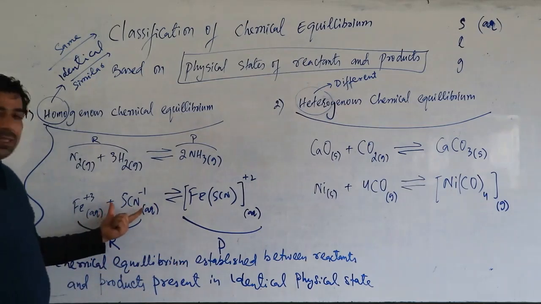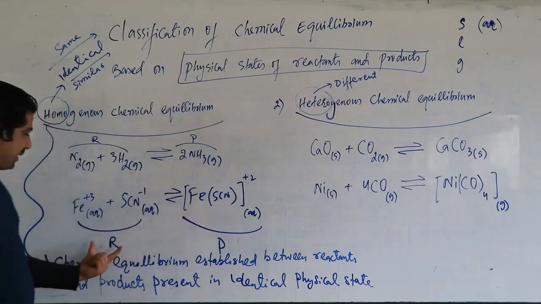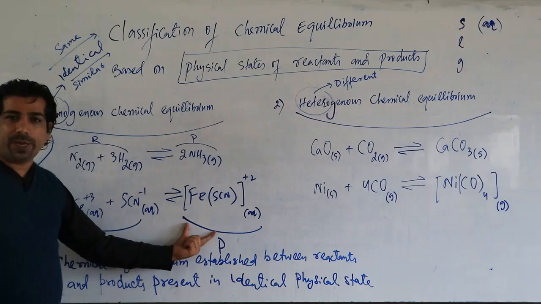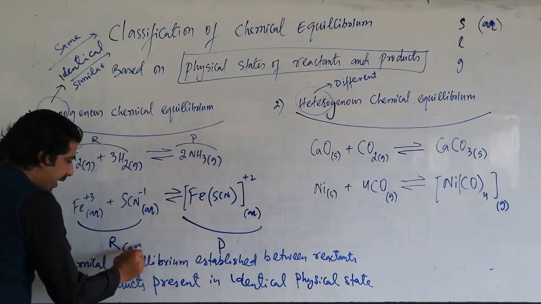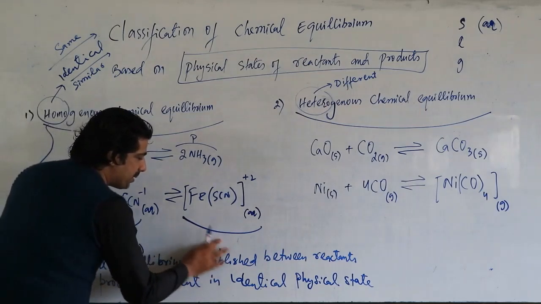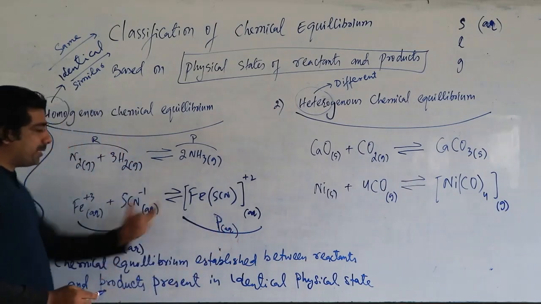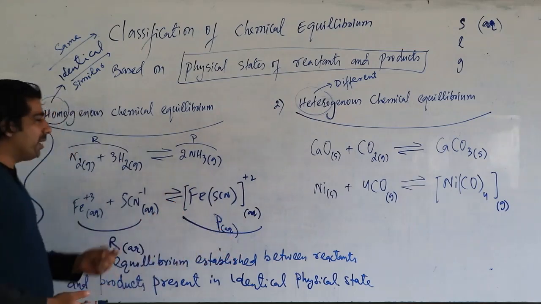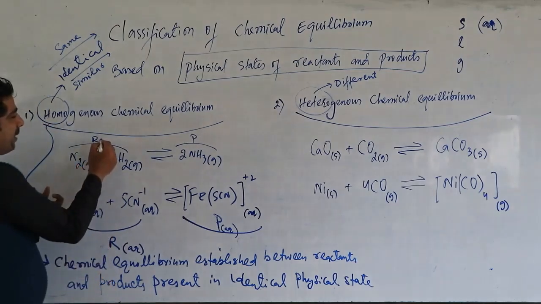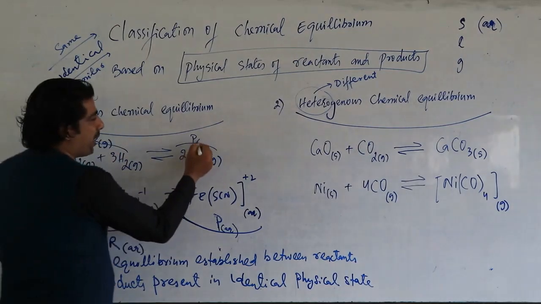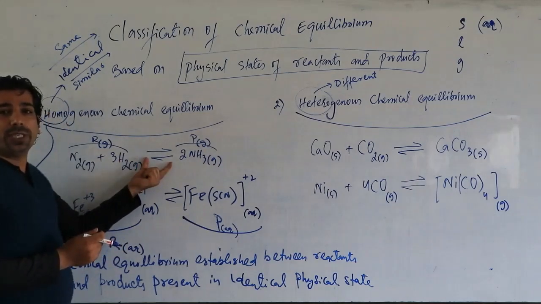So here iron reacts with thiocyanate, and I am getting a coordination compound here. These are my reactants and these are my products. Reactants are in aqueous state and product is also in aqueous state. Let me mention here, product is also in aqueous state. So reactants and products are in the same state. So we will call this equilibrium homogeneous chemical equilibrium. Now look here, your reactants are in which state? Gaseous state, and your product is also in gaseous state. That means this equilibrium will also be called homogeneous chemical equilibrium.